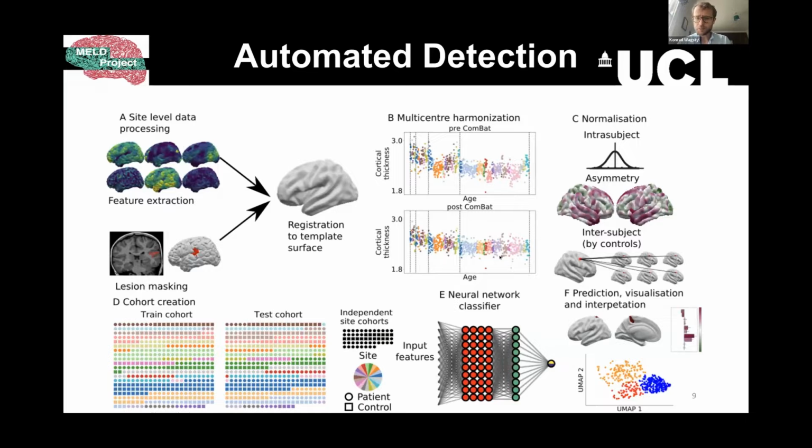Practically, what this means for new users is that we have to have this harmonization step, so you need to have a set of scans on which we can estimate what your scanner's doing to cortical thickness and to all these features.